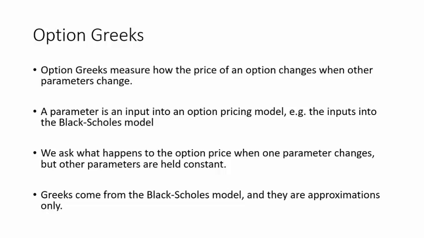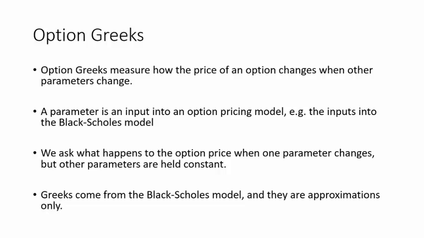So what are option Greeks? First of all, the word Greeks refers to the fact that all of these things are named after Greek letters, right? Delta, gamma, vega, theta, and rho are all Greek letters, with the exception of vega, that's not a Greek letter, but it's still called a Greek. And what these Greeks are doing is that they measure how the price of an option changes when other parameters change. Okay? So what is a parameter?